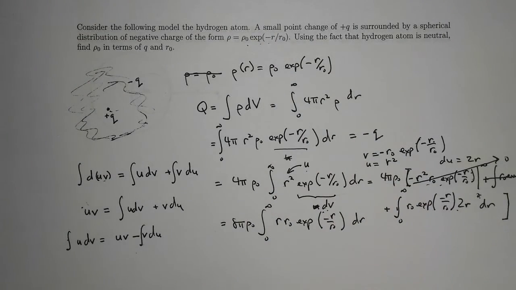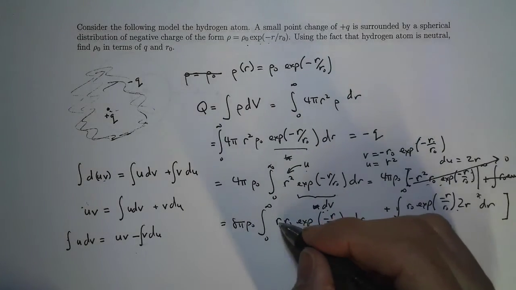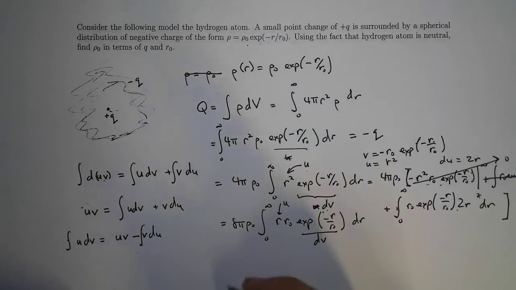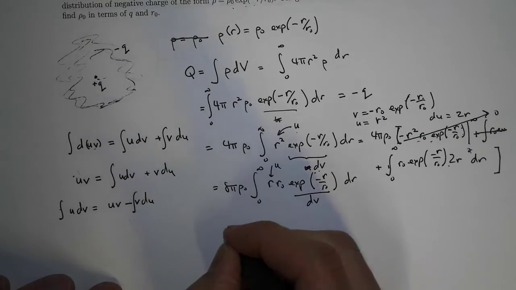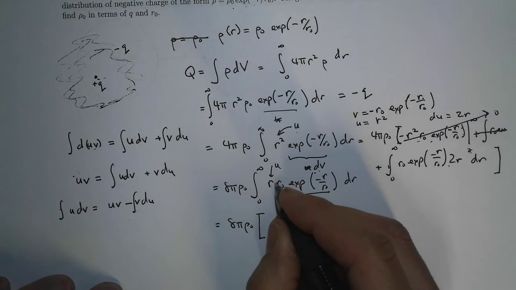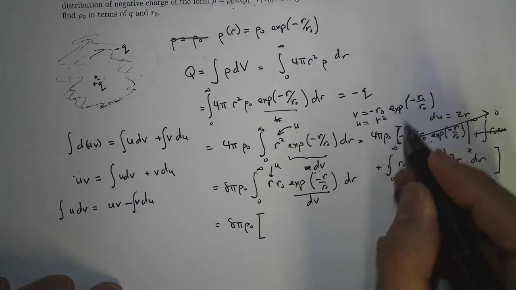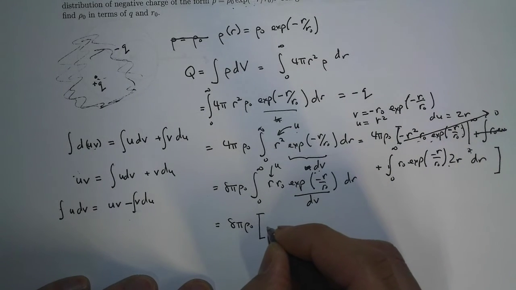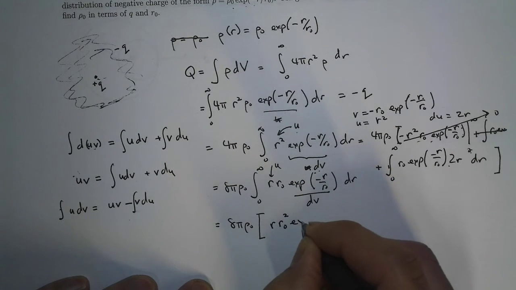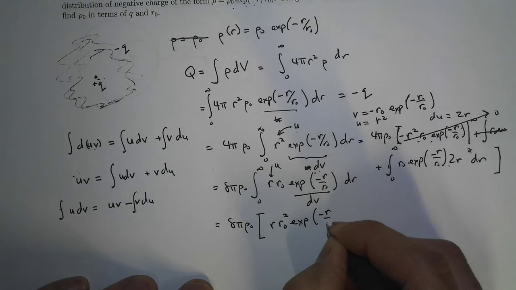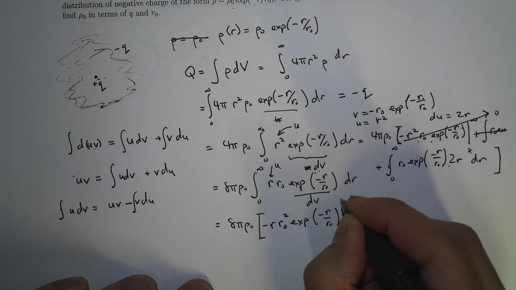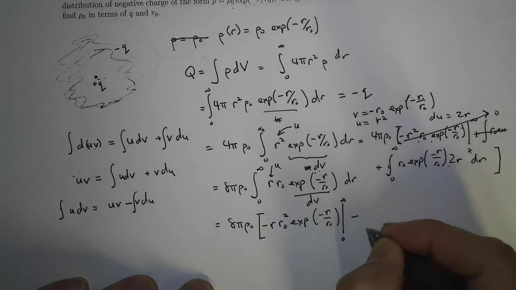But in fact I have made some progress. So I do it one more time. Let this become u, and let this become dv. This will now become, one more time integrating by parts, 8 pi rho 0. Then dv is the same as before. This will just be again r0 squared exponent minus r over r naught with a minus sign, evaluated at 0 and infinity. Minus a minus is a plus.